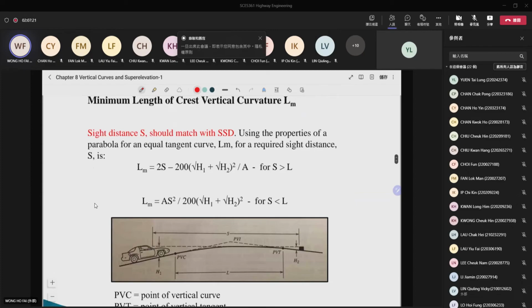As you can see here, you have a vehicle, and then there's a vertical curve here. PVC is the start of the vertical curve, and PVT is the end of the vertical curve. L is the length of the vertical curve, while S is the sight distance. As I mentioned, sight distance is the distance that the vehicle needs to stop. When you see something ahead, you should start your braking and then stop the vehicle.